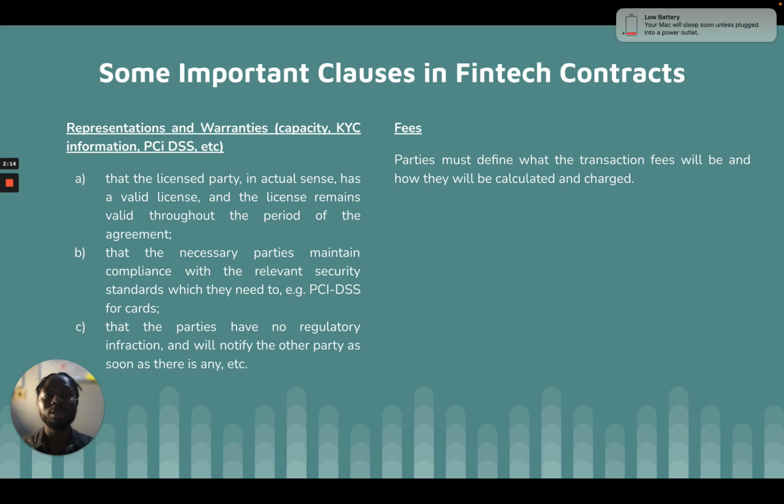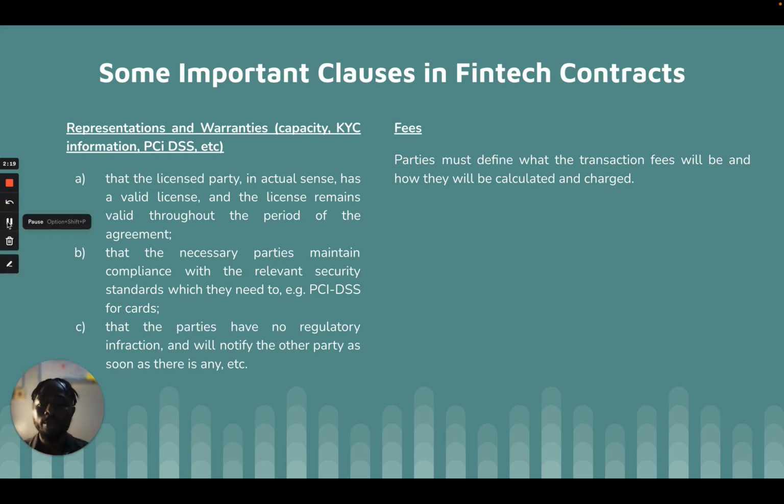You also want to ensure that the necessary parties maintain compliance with their security standards. So, for example, if you are contracting to provide card payment services, you obviously need a PCI DSS certificate, right? So you need to show that, and you need to ensure that you are compliant with that. Things like the NDPC compliance certificates, when they eventually start giving those out. You want to ensure that all of that is available, that you have the necessary certification that you need to have, right?